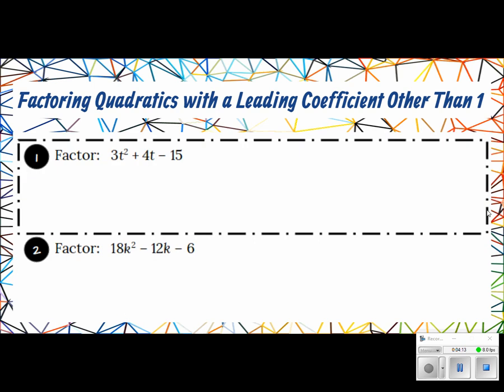All right, so here we go. Number 1, we've got 3t squared plus 4t minus 15. So we're first going to check to see, is there a greatest common factor? So that is the first step. Is there a greatest common factor? Well, I can divide everything by 1, but I don't want to do that. Dividing by 1 isn't going to change anything. So there is no greatest common factor here.